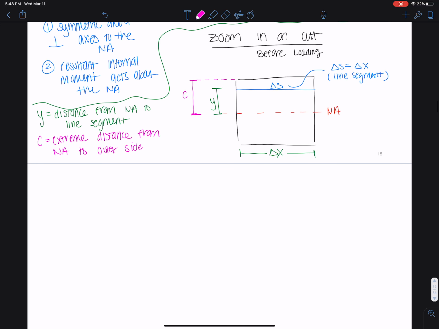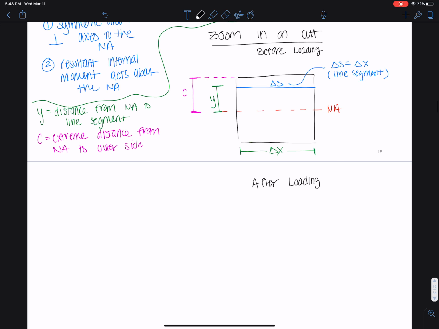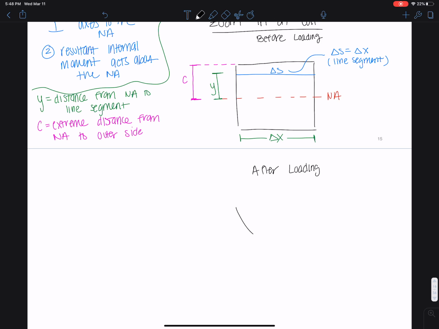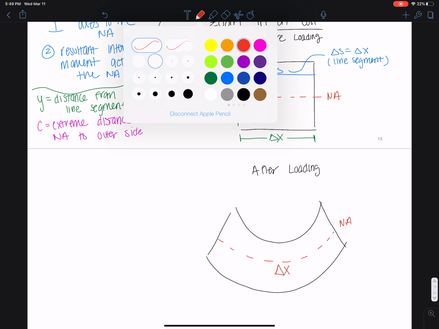Now, what we're going to do is see what happens to this element after loading. So we want to see what happens after we apply that moment. We know, I kind of drew it earlier for you, that we experience some bending of that element that looks like this, very exaggerated just to show you. We also know that this is my NA. And what's the length of the NA? It doesn't change. If it was delta x before, it's still delta x.